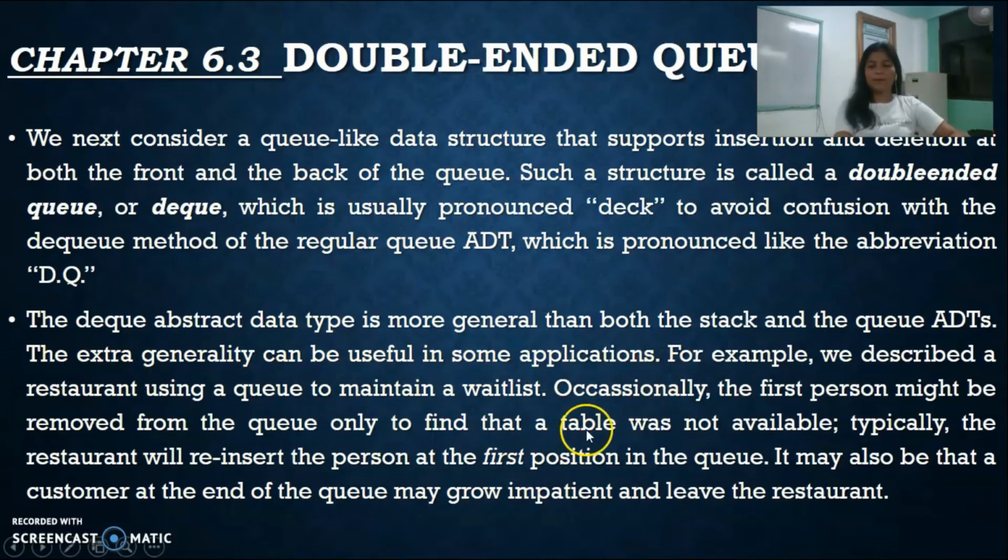The extra generality can be useful in some applications. For example, we describe a restaurant using a queue to maintain the wait list. Occasionally, the first person might be removed from the queue only to find that the table was not available. Typically, the restaurant will reinsert the person at the first position in the queue. It may also be that a customer at the end of the queue may grow impatient and leave the restaurant.